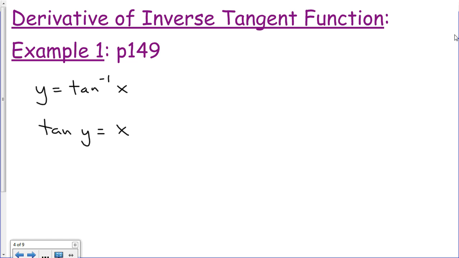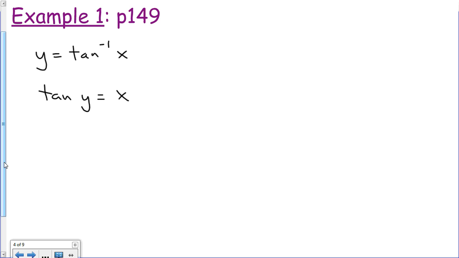The next step is to actually take the derivative of this equation. The significance of writing it in this form is that I can actually find the derivative of this equation, because on the left side I have tangent, and I know the rule for the derivative of tangent. On the right side I have just x, and I know the rule for the derivative of that. So I want to find the derivative with respect to x of the tangent of y equals x.